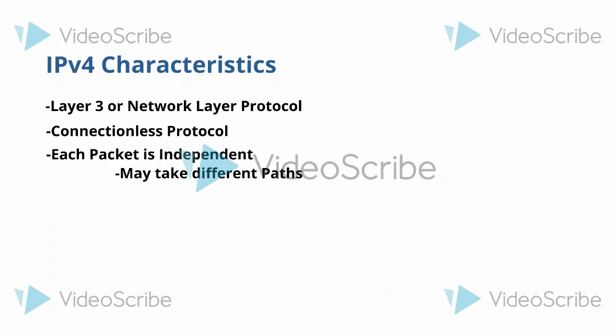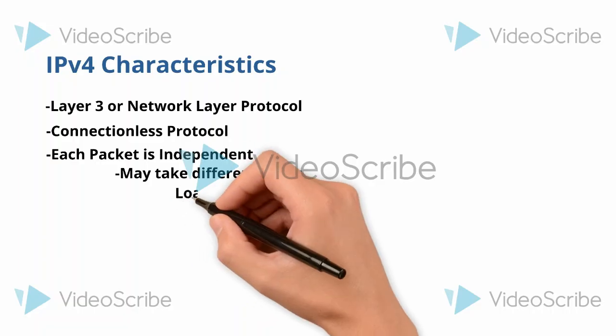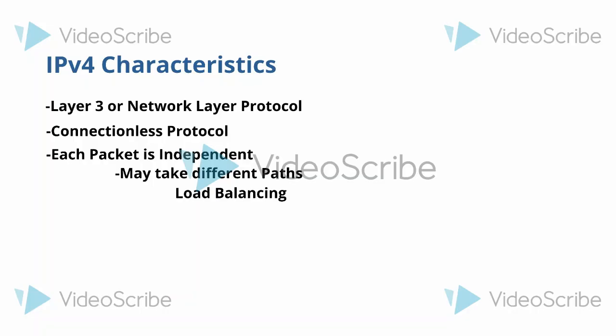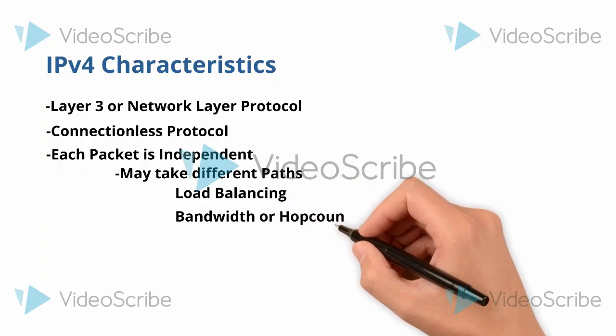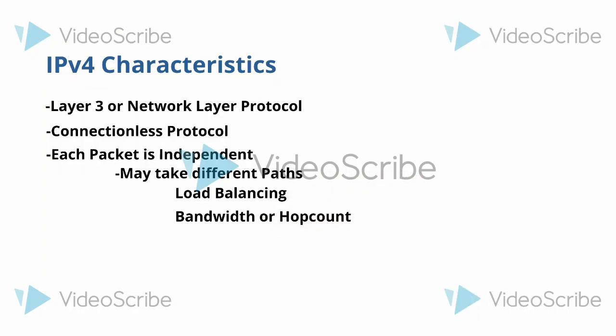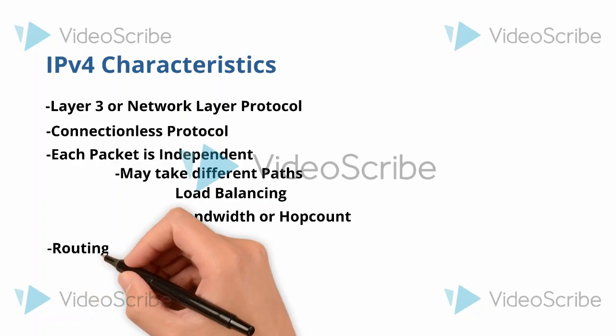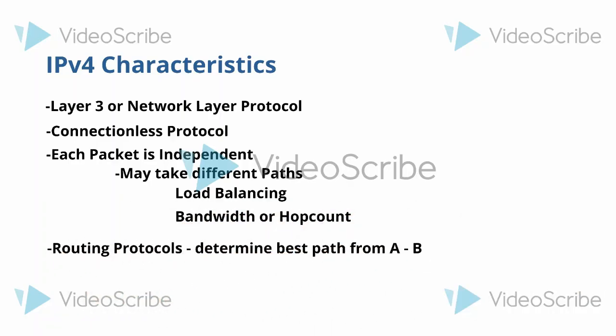Routers will route the traffic via different paths based on options such as load balancing, because each packet is independent and IP is a connectionless protocol. Routers can also base routing decisions on different values, such as bandwidth or hop count. But it is possible that packets from one session take divergent or different paths to get to a destination. Routing protocols determine the best path or best route from A to B.